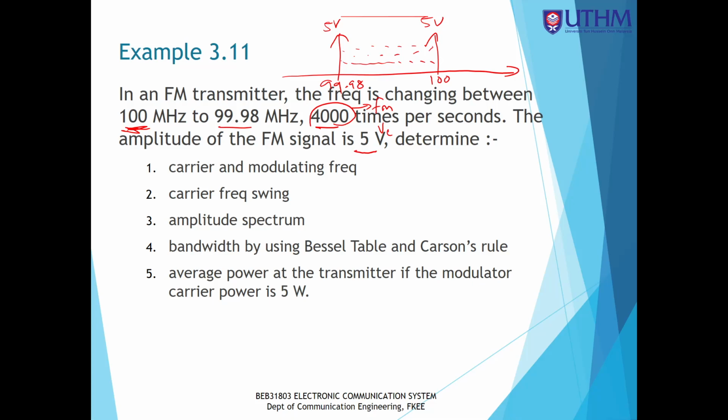Okay, and if you see from here, you can estimate that the center here is the FC, which, if I do approximation, 99.99 for the FC.